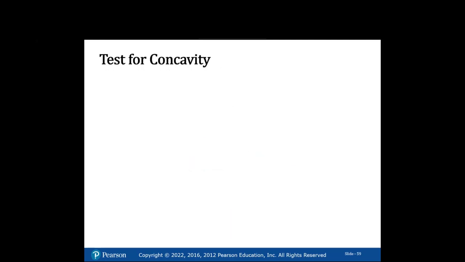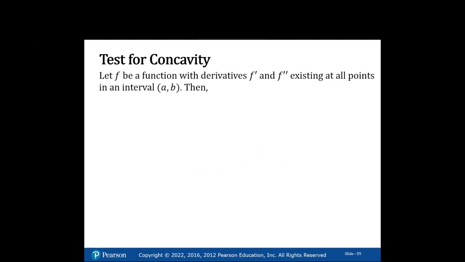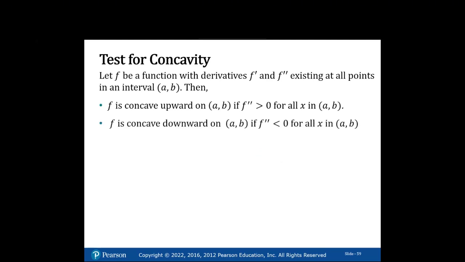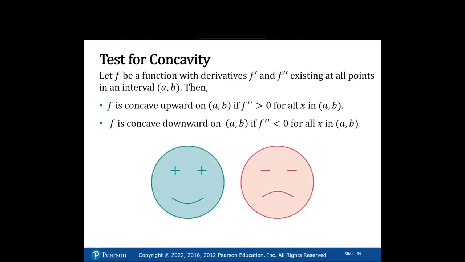So now we're going to talk about how to test for concavity. So when we're testing for concavity, we have to have both the first derivative and the second derivative, and they have to exist on the function, on our interval. So there's concave up on AB if the second derivative is positive for all x in the interval. And it's concave down if it's negative, it's below 0 for all x in the interval. So another way to think about it is if you're happy, you got positivity, you're smiling. If you're full of negativity, you're frowning. It's a silly way to think concave up, concave down.